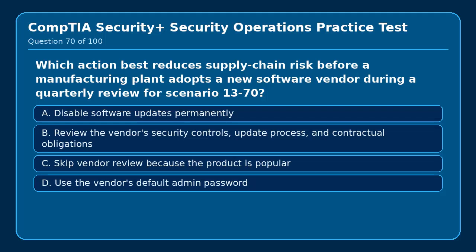Question 72. When staff at a managed service provider use an unsanctioned file sharing app for customer records, which issue is present after a recent audit finding for scenario 13 to 72? A. Immutable backup. B. Network tap. C. Shadow IT. D. Certificate pinning. Take a moment to choose your answer.